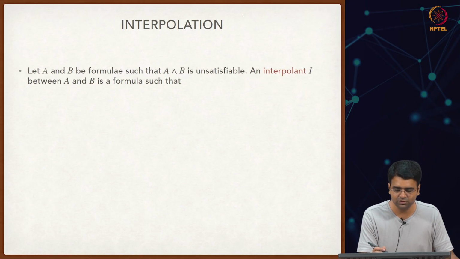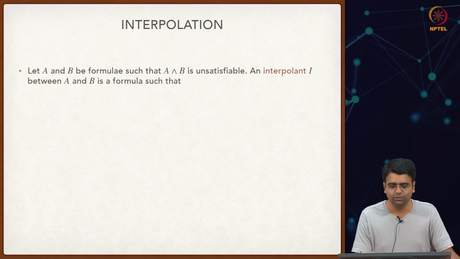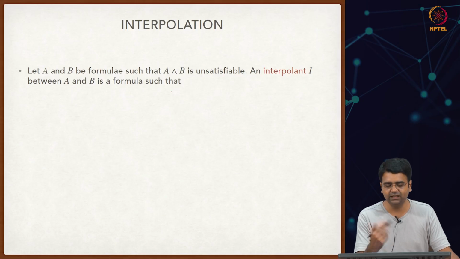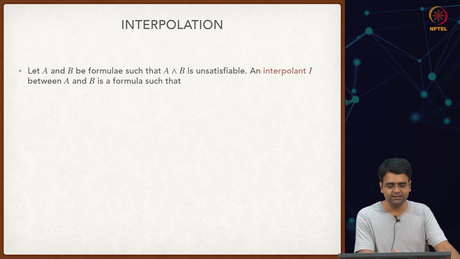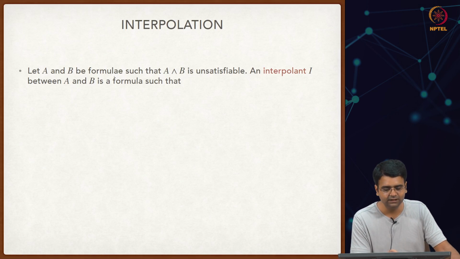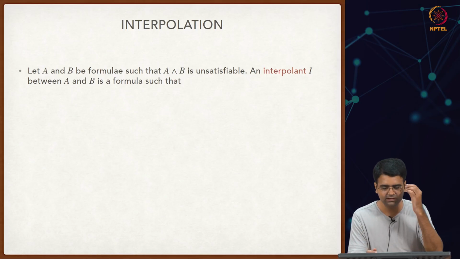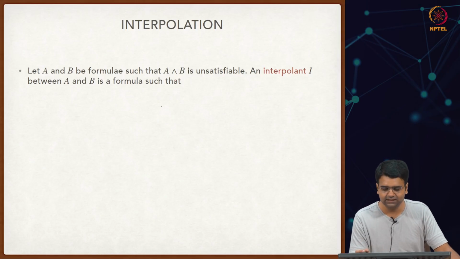So what is this notion of interpolation? So let's first define interpolation in a generic fashion. So interpolation is a concept from first order logic theory. Okay. So what does it say? So it says that if I have formulas A and B such that A and B is unsatisfiable, so A and B are some arbitrary formulas, but all I know is that their conjunction is unsatisfiable. Then what is an interpolant?